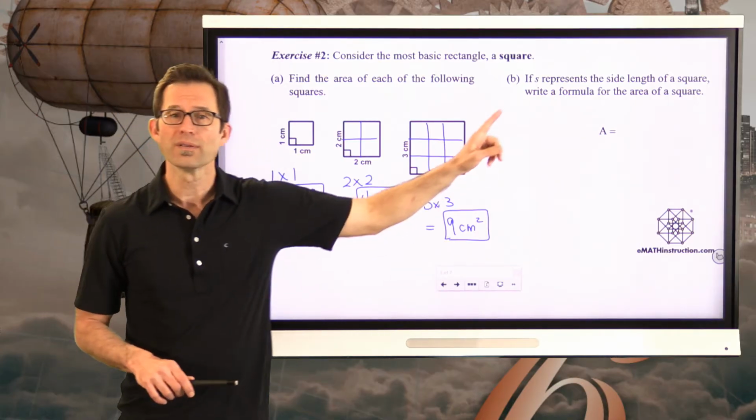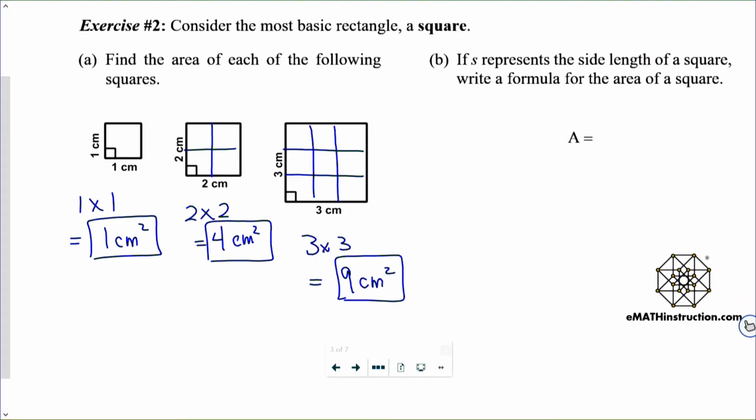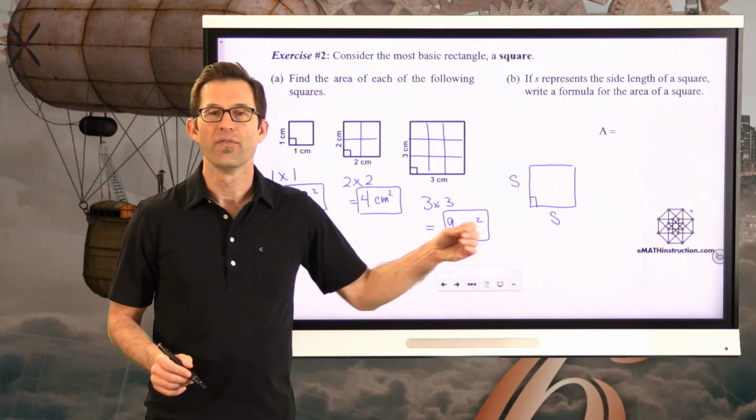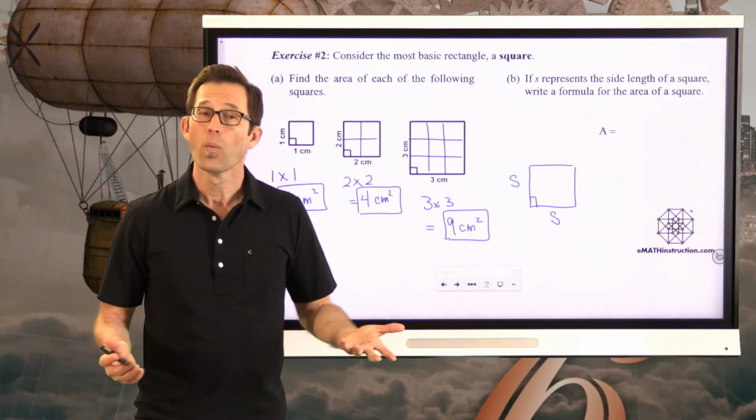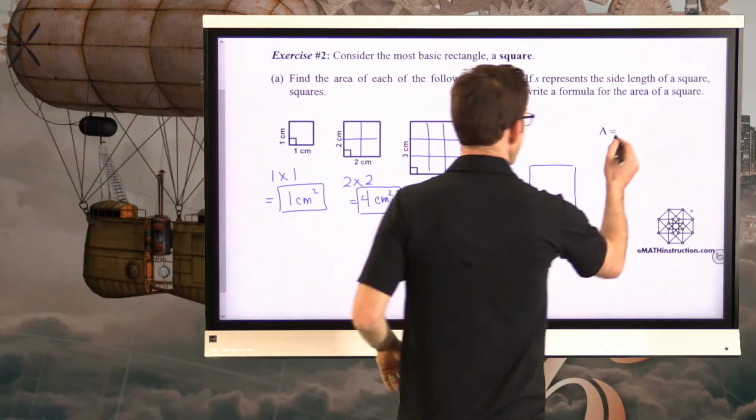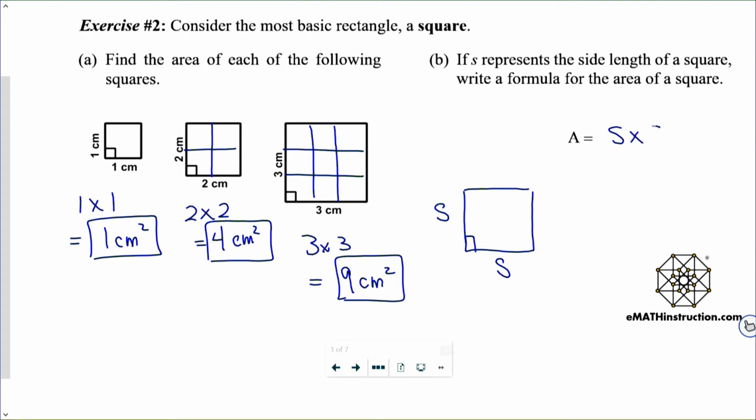Now, what's the point? Let's take a look at letter B. If S represents the side length of a square, write a formula for the area of the square. In other words, if I had a square that instead of 1 by 1 or 2 by 2 or anything like that, was S by S, then what would be the area of that particular square? Well, it would obviously be, just like before, S times S.